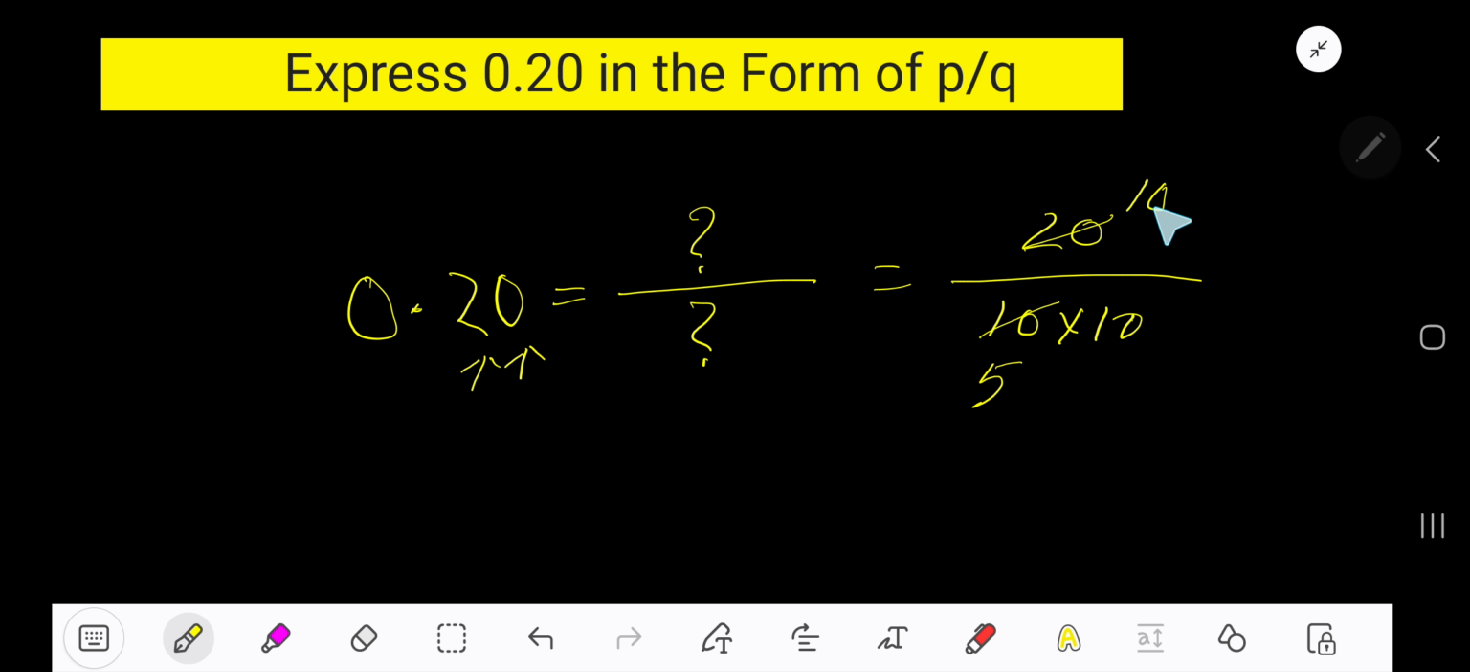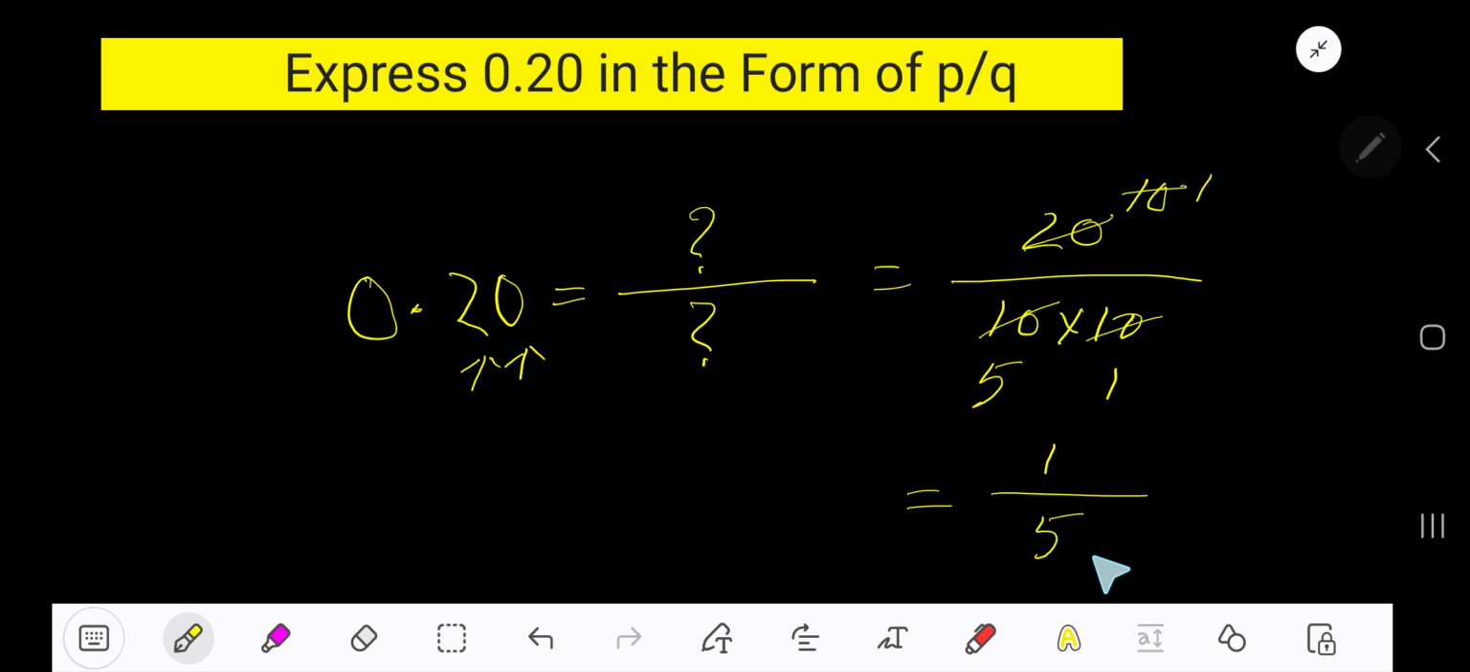Again, this 10 is divisible by 2, this 10 is divisible by 2. To do it in one step, look, this is divisible by 10, you'll get 1, this is divisible by 10, you'll get 1, so you are getting 1 over 5 times 1, which is 5.